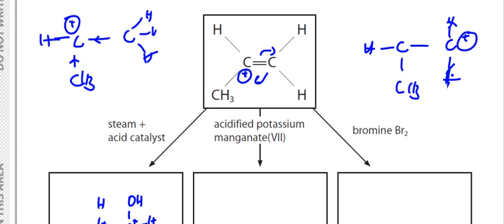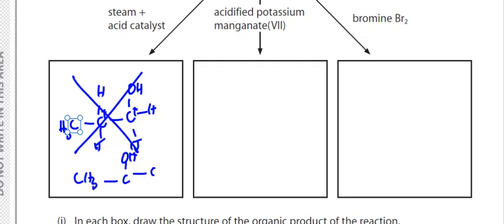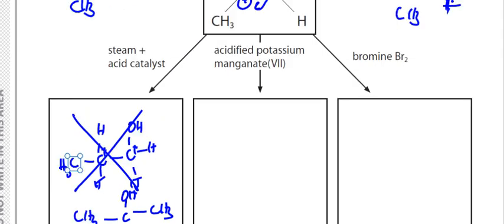So the H comes here, then the OH should go there. The most stable carbocation is the secondary one, so the OH should go to this carbon, right? I purposely wrote this answer here to show why it is wrong. So you have to show the OH on the middle carbon. That's the most stable one.